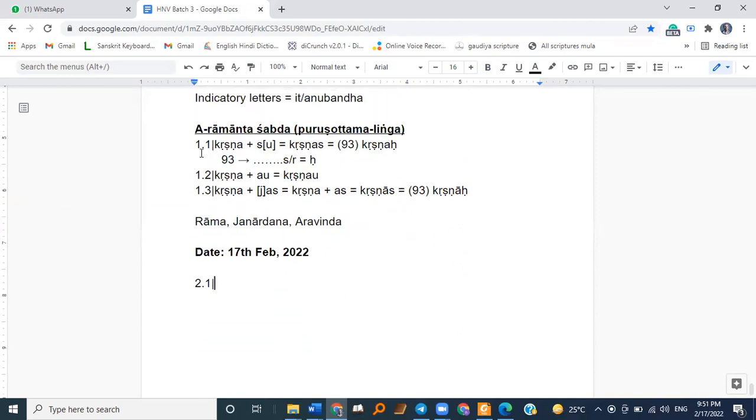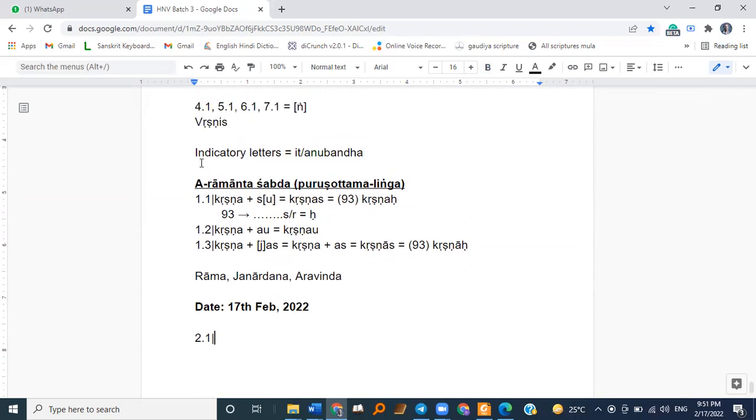So the last time we declined the three forms. We started off with Harināmāmṛta-shabda in Purushottam Linga. So Purushottam Linga stands for the masculine gender. And Harināmāmṛta-shabda means a word which ends with Rama. So Jiva Gosvami took the example of Krishna. It means that all the Harināmāmṛta-shabdas in Purushottam Linga will have the same forms as the Krishna word.